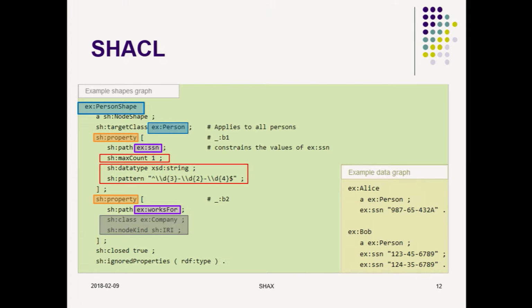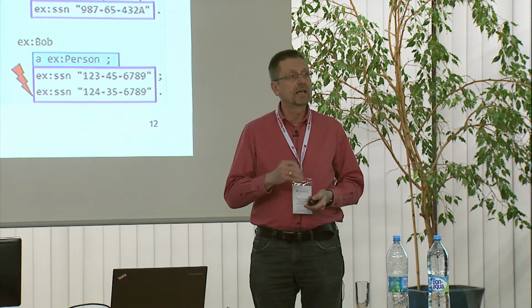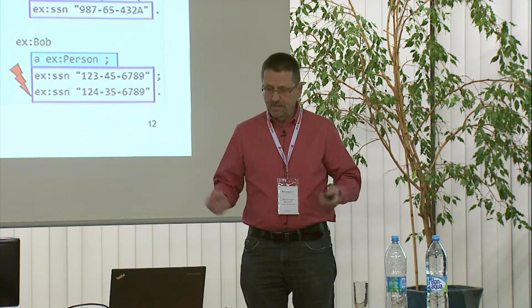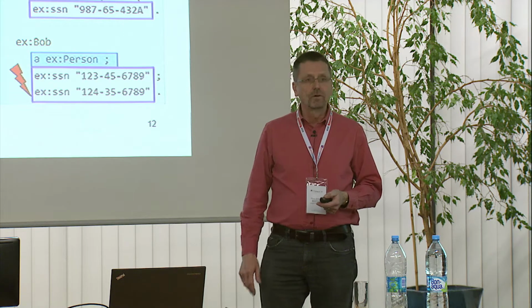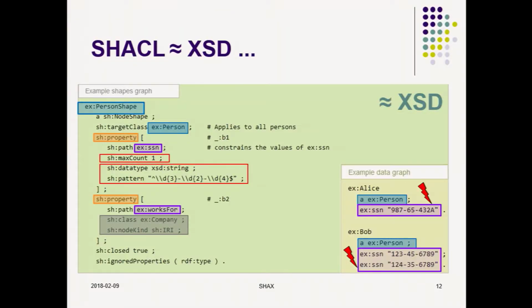On the right-hand side, you see RDF data, which belong to the RDF class person. And these resources do have the expected properties. However, they violate the model, in one case due to a regex, in the other case due to a cardinality constraint. So SHACL describes and validates the RDF data in exactly the same way as an XSD would describe and validate XML data. Therefore, on first glance, one might say SHACL is XSD for RDF.